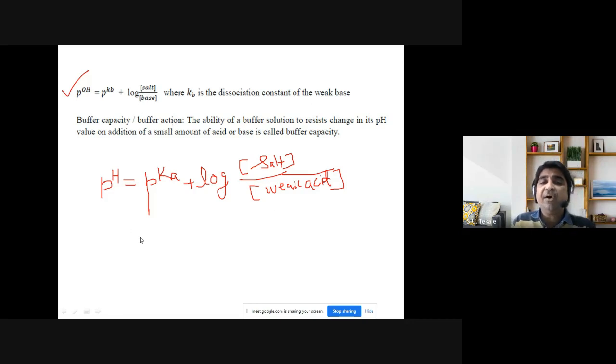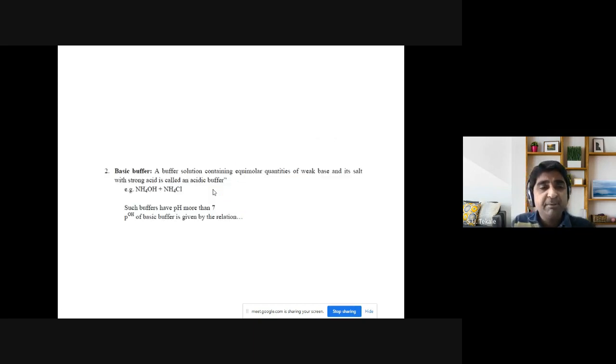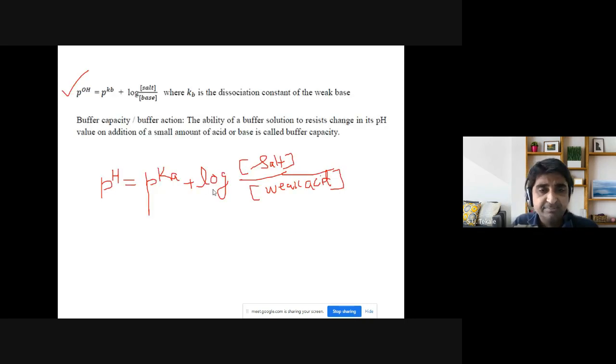So for any buffer solution, we can calculate the pH of that buffer solution by using these two equations, and these two equations are nothing but the very famous equation known as the Henderson equation. In the next slide we will see what this Henderson equation is. So this was regarding the buffer and the two types of buffers, the acidic buffer and the basic buffer. I hope this concept is clear to you.